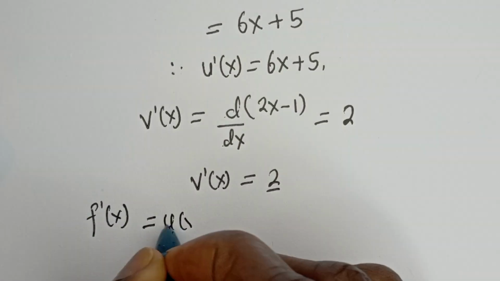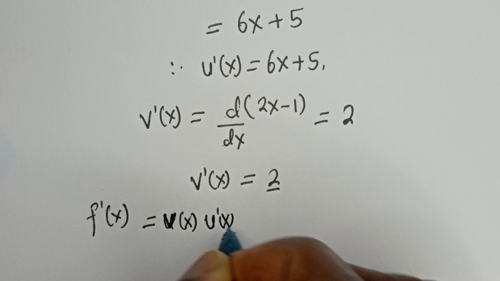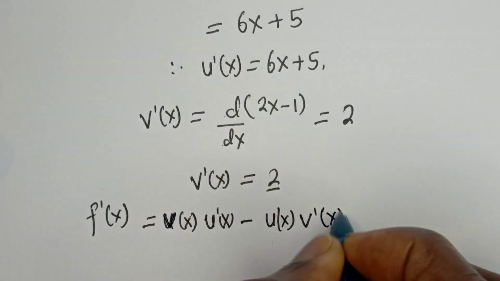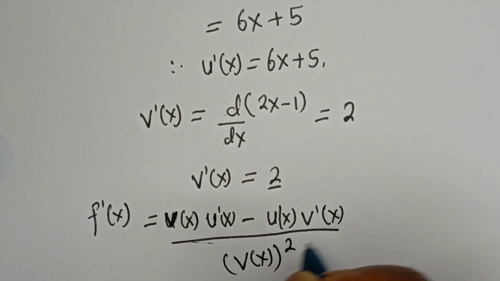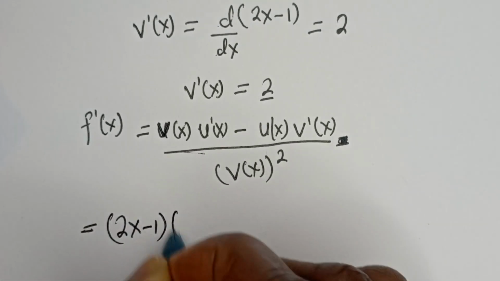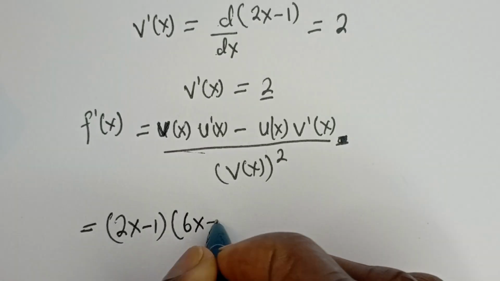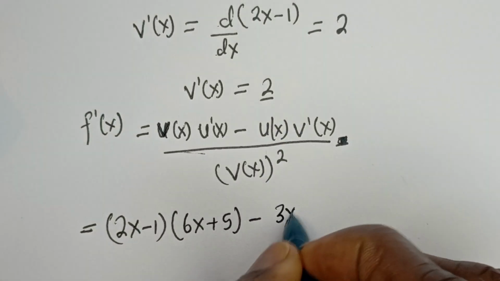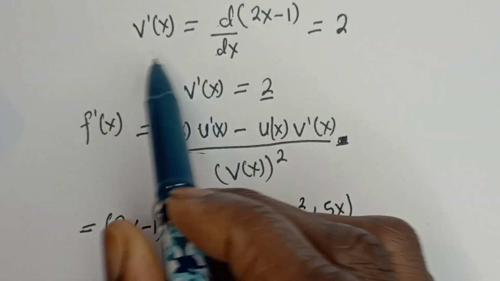Therefore, f prime of x is equal to v of x, u prime of x minus u of x, v prime of x divided by v of x all squared, equal to v of x is 2x minus 1 multiplied by the u prime of x is 6x plus 5 minus u of x is 3x squared plus 5x multiplied by v prime of x is 2.